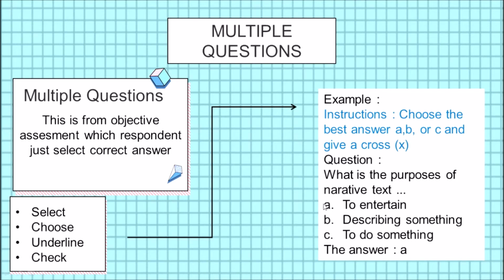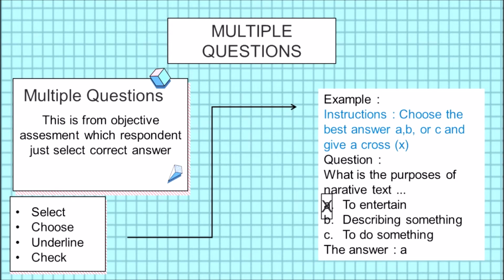Where is the true answer? The question is, what is the purpose of narrative text? A. To entertain, B. Describing something, C. To do something. And the answer is to entertain, and you have to cross A.